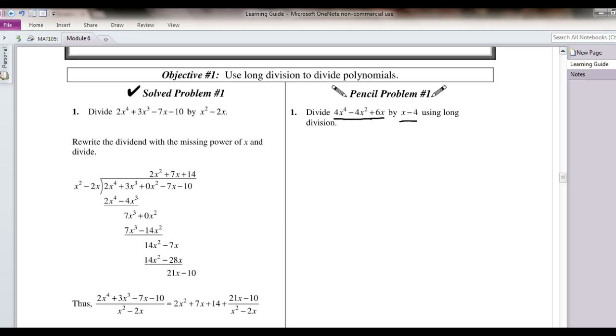We're always going to be looking for degrees, but notice there are some missing in between. 4 is the highest, and when we divide, we should always try to remember to write down all of them. There is no x to the third power, so I'm going to add a plus 0x to the third. And then I have minus 4x squared.